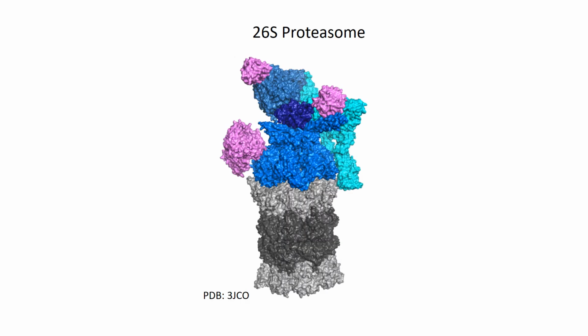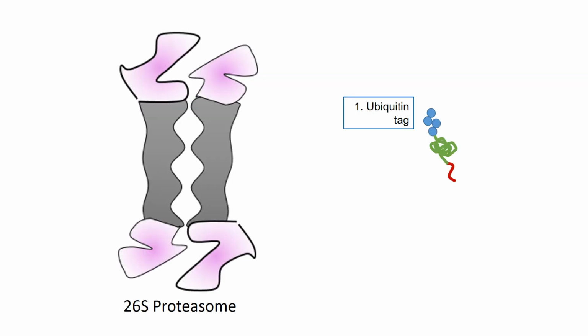In eukaryotes, the 26S proteasome is responsible for regulating the concentration of hundreds of regulatory proteins and degrading damaged and misfolded proteins. The proteasome is also involved in multiple important cellular processes like cell signaling, DNA repair, and mitosis. For a protein to be targeted to the proteasome for degradation, it must meet two requirements.